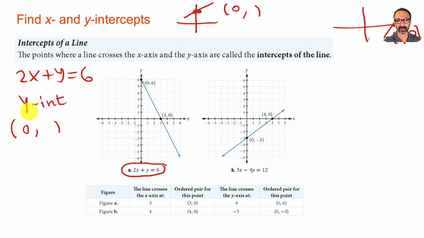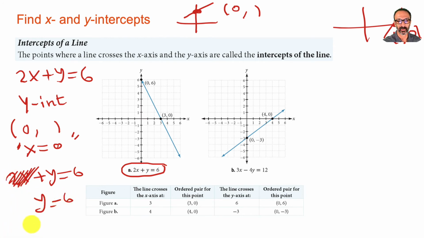So you always want to think about y-intercept means x equals 0. It's kind of like the other way around. For the y-intercept, you put x equals 0. For the x-intercept, you put y equals 0. So to do that, I have 2x plus y equals 6. And when x is 0, this is gone. So y is 6, which means I end up with 0, 6. And the graph shows it right there.